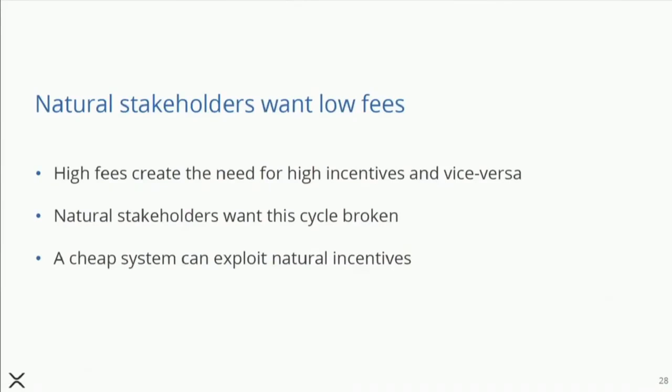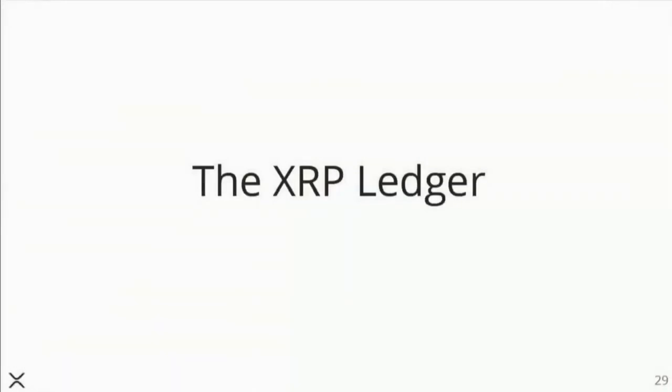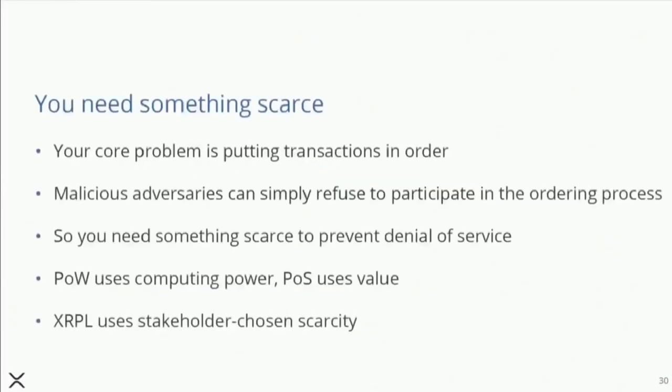How much time do I have? 5 minutes? The only reason you need high fees is because mining is expensive. It's a self-referential circle. Natural stakeholders want that cycle broken. A cheap system can exploit natural incentives. When I and others designed the XRP ledger in 2013, we focused on exploiting natural incentives.